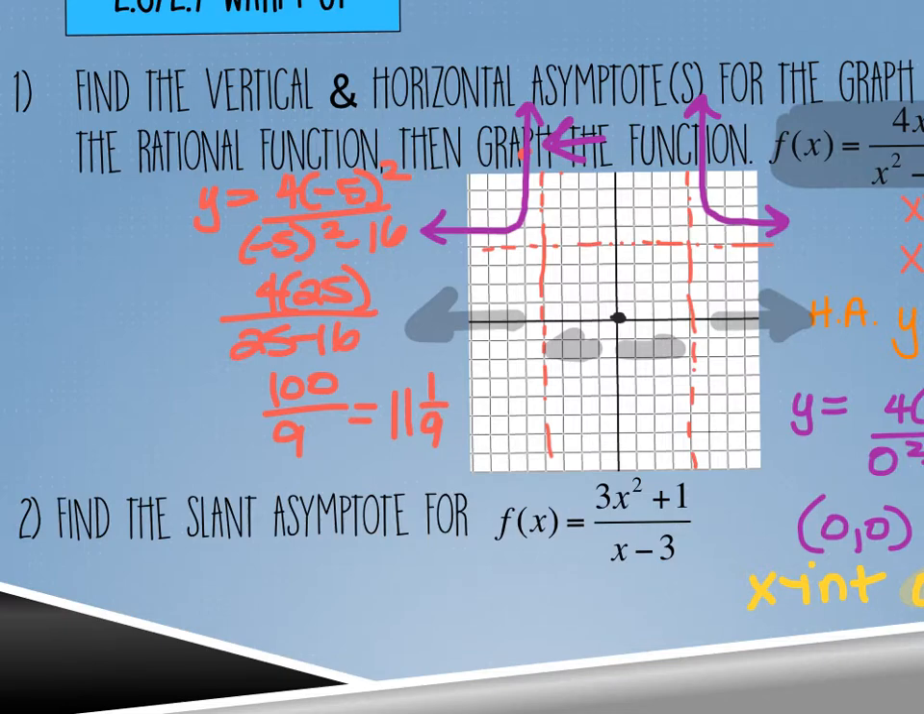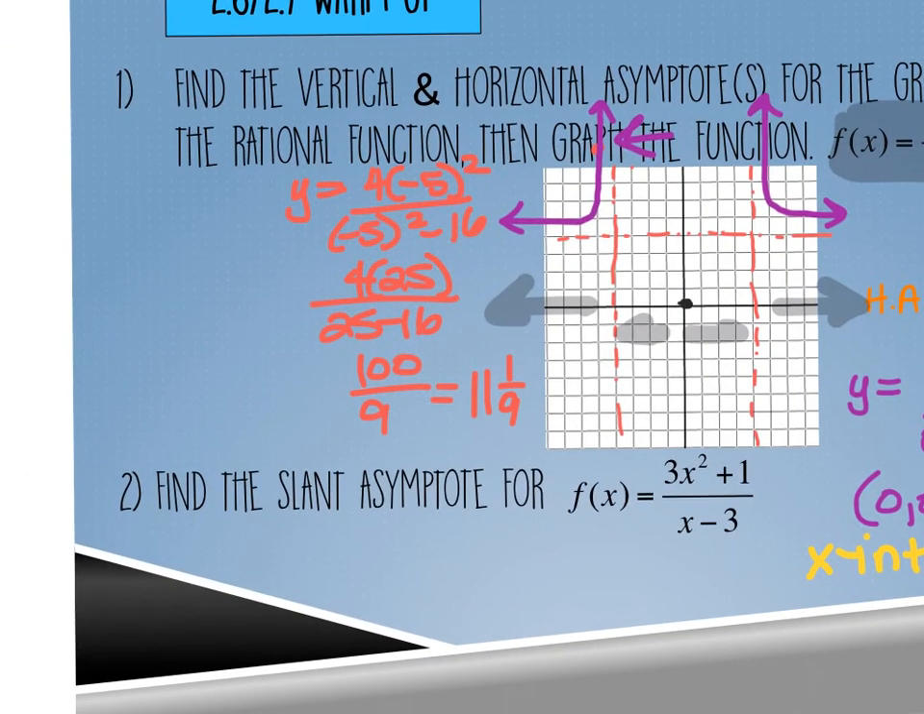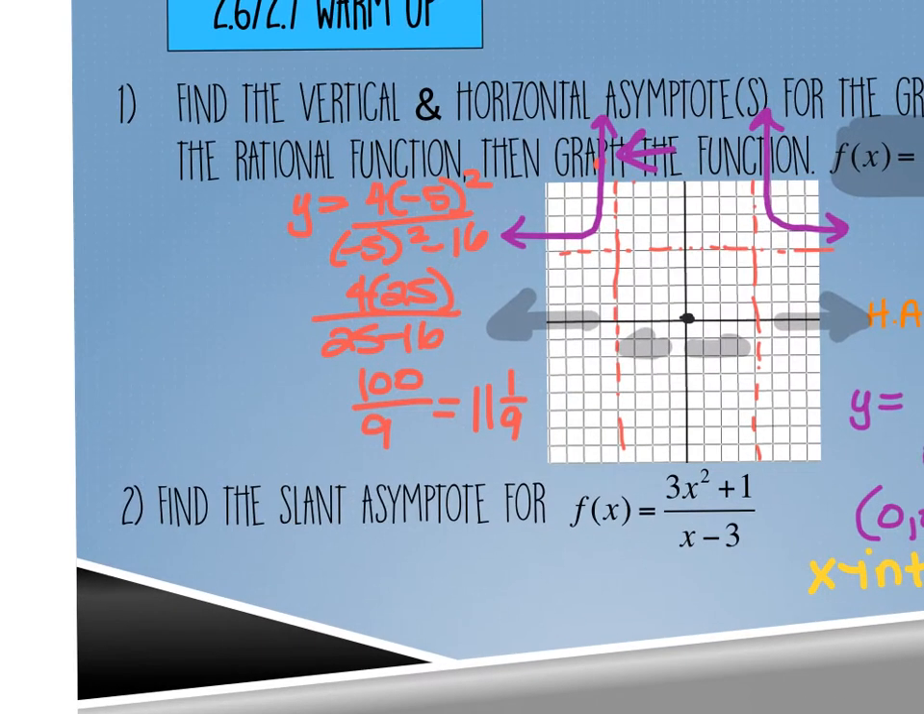You're welcome. Okay, so now I'm going to plug in a point from that middle range. So let's say I plug in +1. Make it easy on myself. Y equals 4 times 1 squared over 1 squared minus 16. And I get 4 over -15.